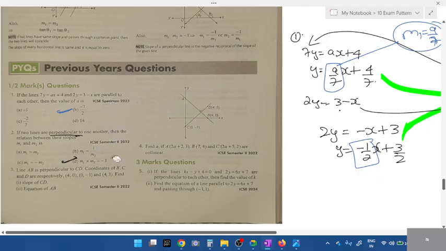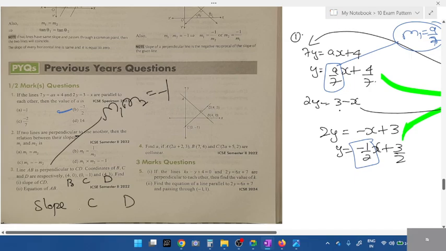What about the third question? Look at the diagram. Third one. Lines AB and CD: AB is perpendicular to which one? Perpendicular to CD. If it is perpendicular, what is the value? m1 into m2 is equal to minus 1. Coordinates of B, C and D respectively. See, they have given B, C and D respectively. These are the coordinates. B value, C value, D value. Find the slope of CD. Okay, we need to find the slope of C and D, students.